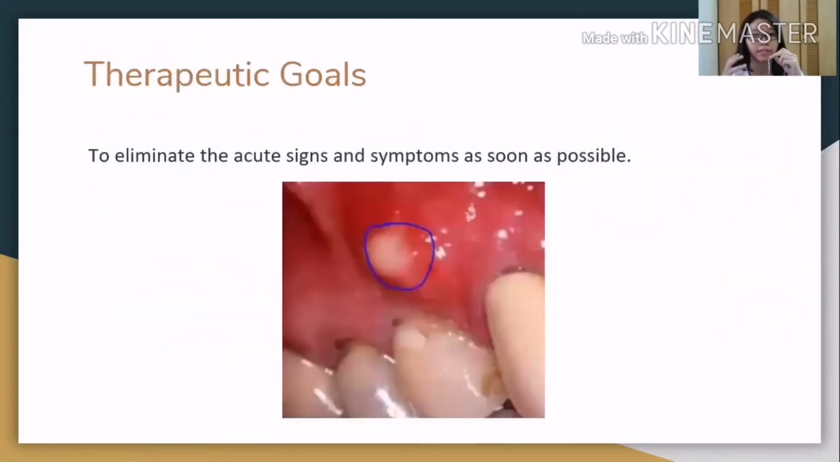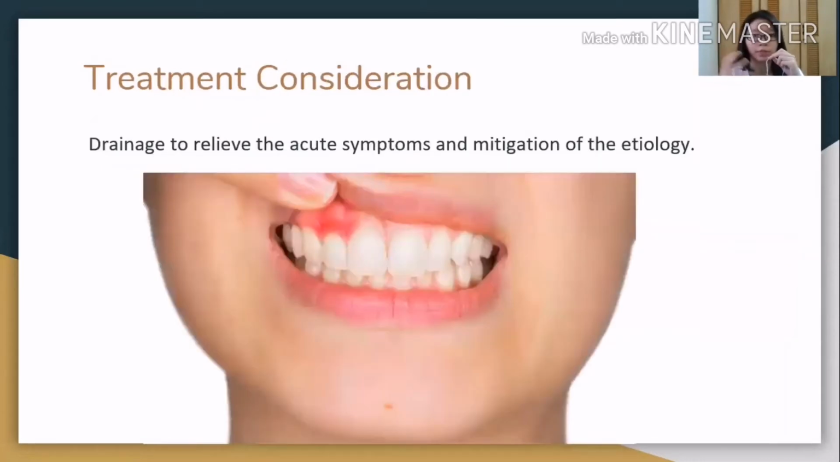The therapeutic goal is to eliminate the acute signs and symptoms as soon as possible. Treatment consideration will be drainage to relieve the acute symptoms and mitigation of the etiology.